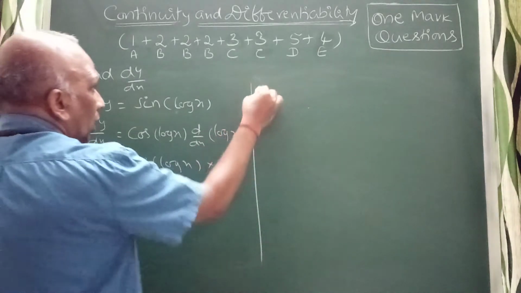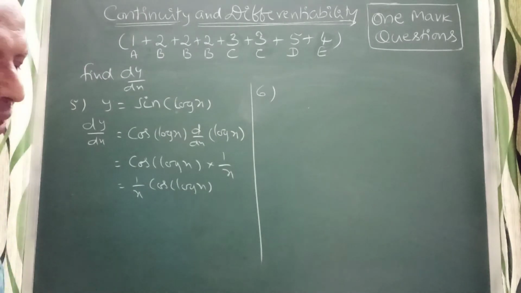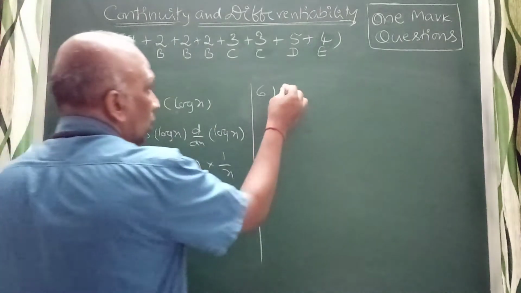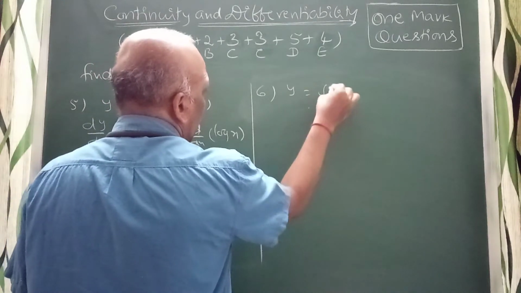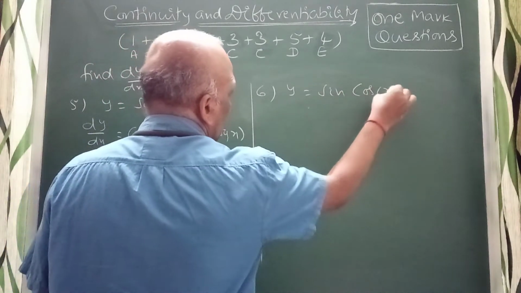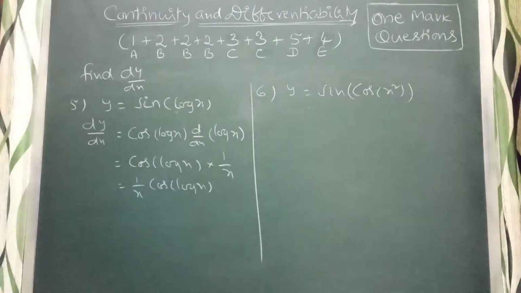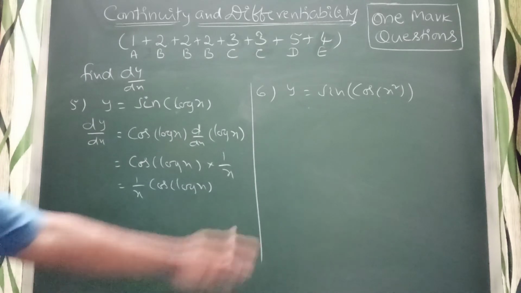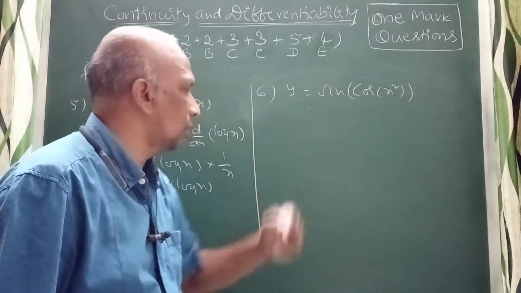Right. You can see another one, dy by dx only. Suppose another one, y is equal to sine of cos of x square. Suppose if they give like this, y equal to sine of cos of x square. Sine of cos of x square. Whatever it may be, see the first function.